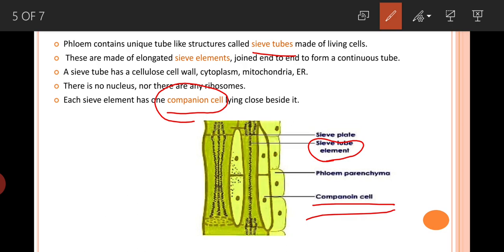A sieve tube element is a living cell, which means it has the characteristics of a living cell, and it is made up of a cell wall. It has cytoplasm, it has mitochondria, endoplasmic reticulum, but there are no ribosomes, nor is there any nucleus. And as I mentioned, each sieve element is associated with a companion cell.